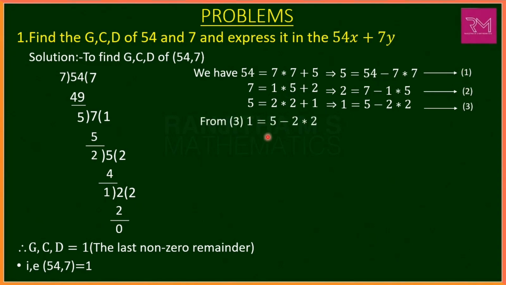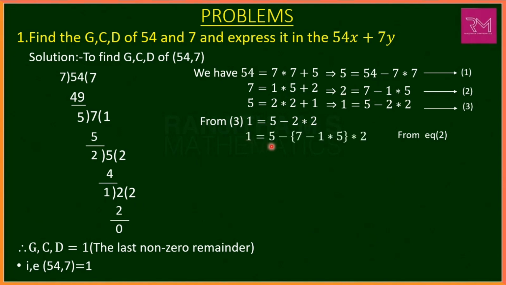Next, from equation 3, we have to consider the last equation. That is equation 3, we have 1 is equal to 5 minus 2 into 2. Next step, we know that from equation 2, we can write in the place of 2, here we have 2 into 2, we can take in the place of 2 as 7 minus 1 into 5.